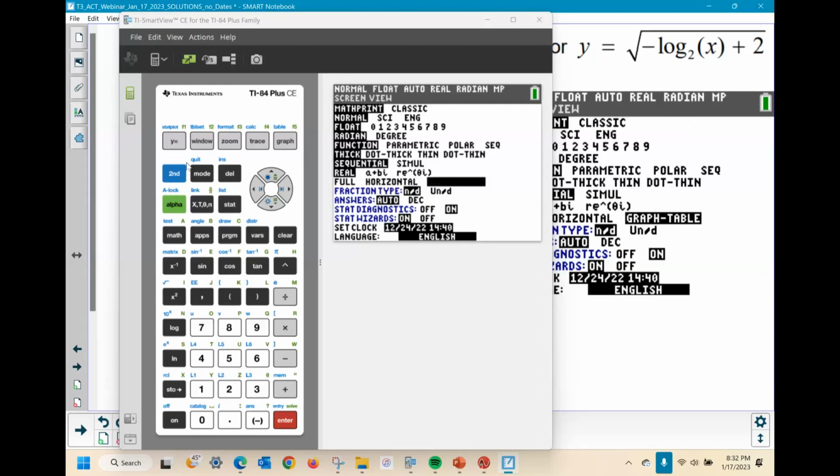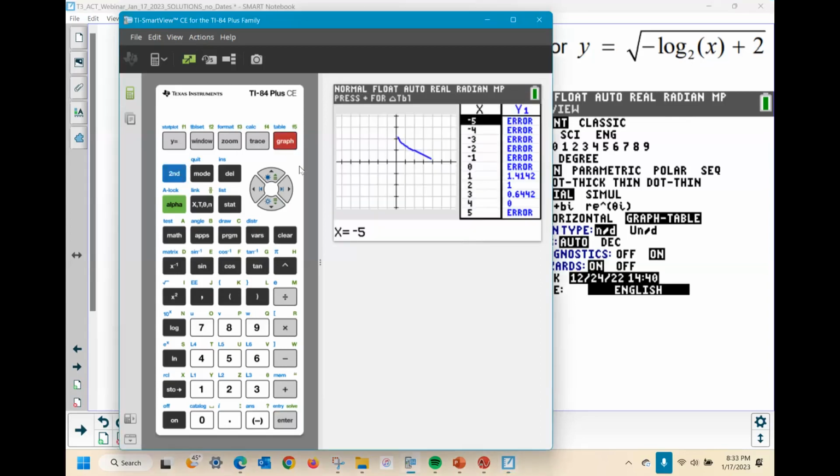And so now here's the key. Don't go to the graph from here. Press second graph to go to the table because watch what happens. Notice at -5, there's an error. And that's because you can't take a log of a negative number. So is -4, -2, -1, even 0. You can't take the log of 0. However, notice as soon as I get to 1 there, it shows up on the graph and in the table. And I just love being able to see that.